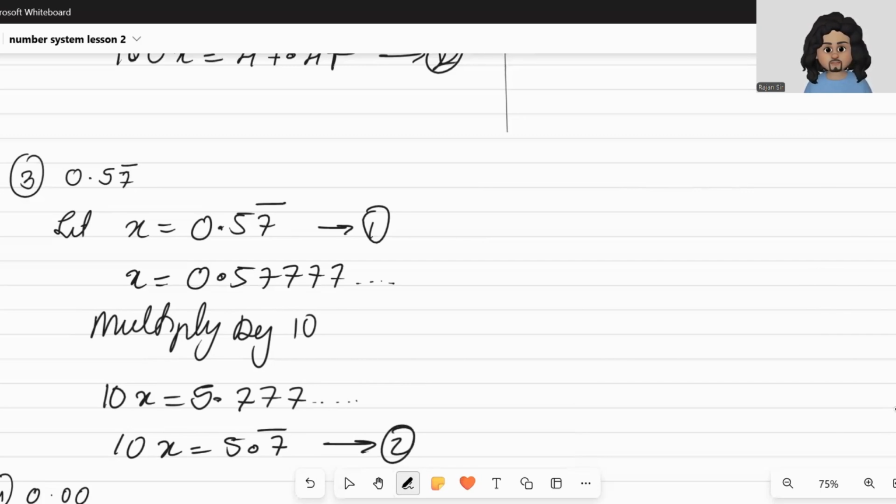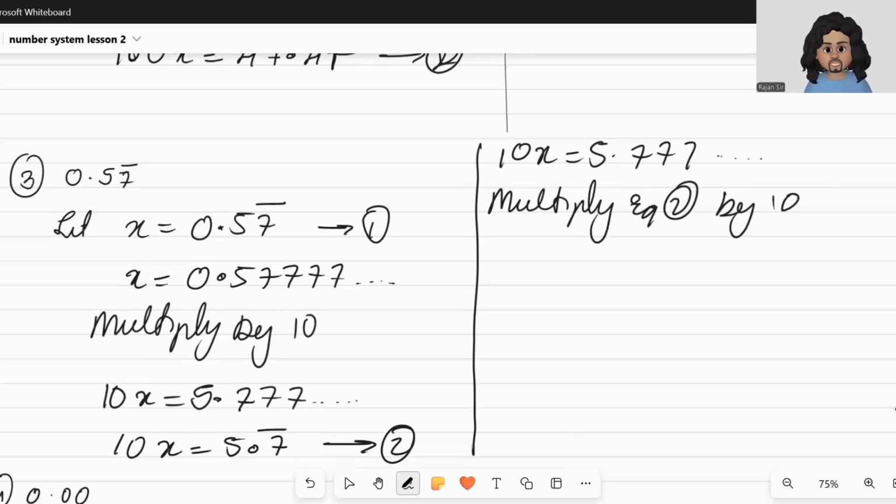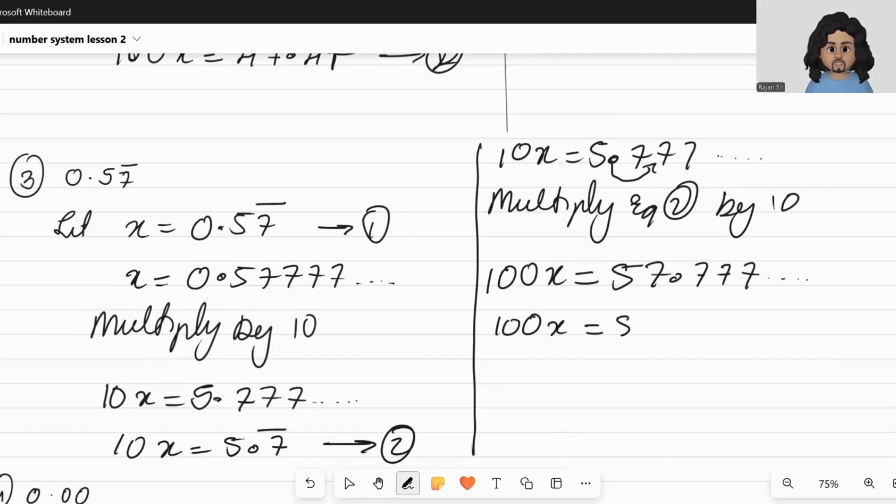Now from here you multiply. So equation 2 can be written as 5.777 and so on. So multiply again equation 2 by 10. Okay, or you can just multiply equation 1 by 100. So it doesn't matter. So this will be 100x equals to 57.777. Okay, just understand we have just multiplied by 10. So this will shift only one point here. Okay, now we can write this as 100x equals to 57.7 bar. Take this as equation number 3.